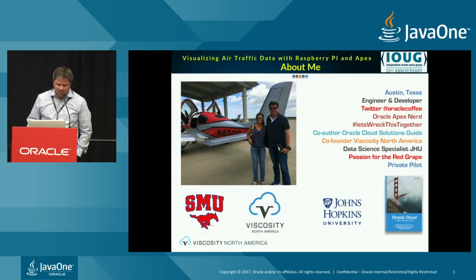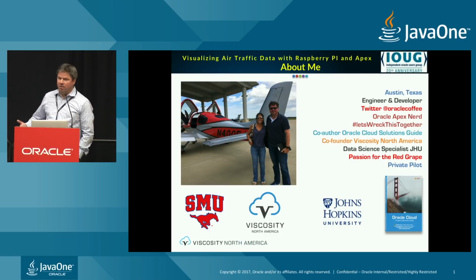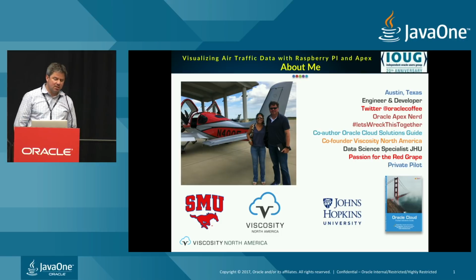So a little bit about me. I'm from Austin, Texas. I'm an engineer and developer. Those are my Twitter handles. I got involved with Apex quite a few years ago. I really like it as a low-code platform before we really had a word for that. I'm co-author of that Oracle Cloud Solutions guide that we're giving away, and I'm a co-founder with Rich Niemiec of Viscosity North America. I'm also a private pilot, which is why this subject is very interesting to me. And I have a passion for the red grape. My wife and I have a very small vineyard in Argentina where we run Oracle and pick grapes and make some wine.